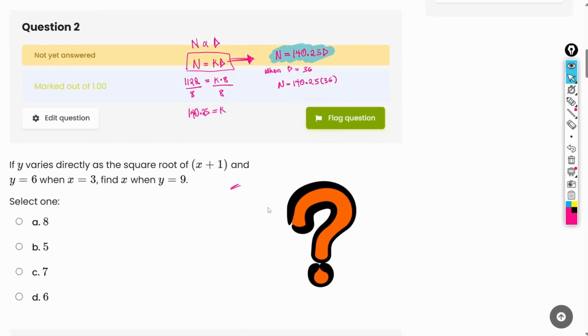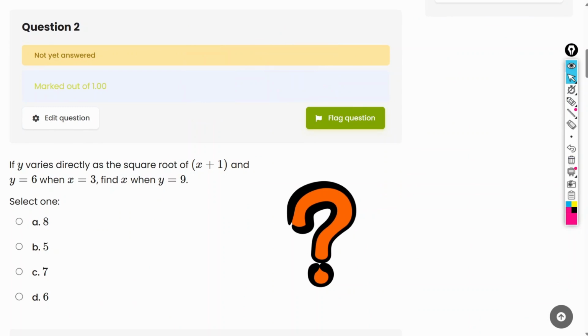Question 2. If y varies directly as the square root of x plus 1, and y is equal to 6 when x is equal to 3, find x when y is equal to 9. So what's the relationship we have? We have that y varies directly as the square root of x plus 1. That's the relationship.